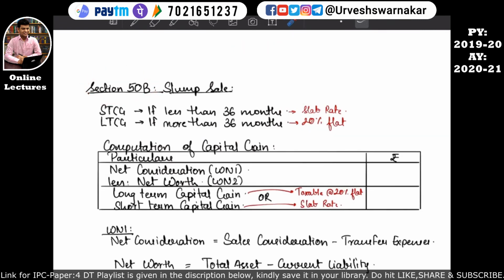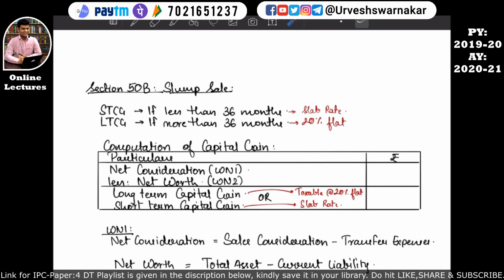Okay, so over here the period of holding we need to determine. The period of holding will be determined as per 36 months. If a particular unit has been held for a period of more than 36 months, then such unit will be known as a long-term capital asset. Or else, if this particular unit has been held for a period of less than 36 months, then such unit will be known as a short-term capital asset.